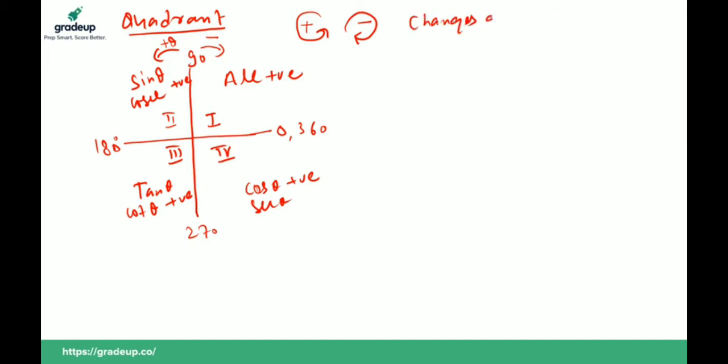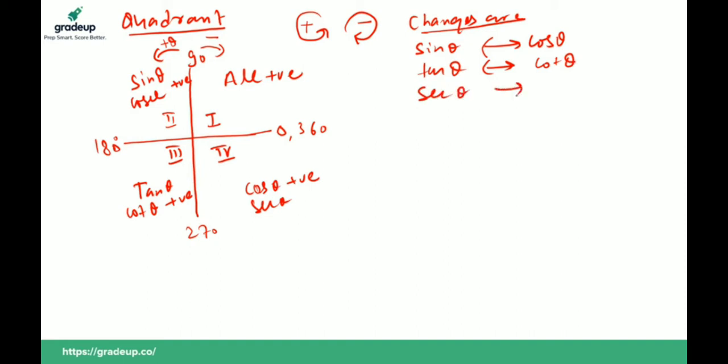Now, there are some changes. Sine theta will change in cos theta because these are complementary pairs. Tan theta will change in cot theta, and sec theta will change in cosec theta. I will tell you the logic.